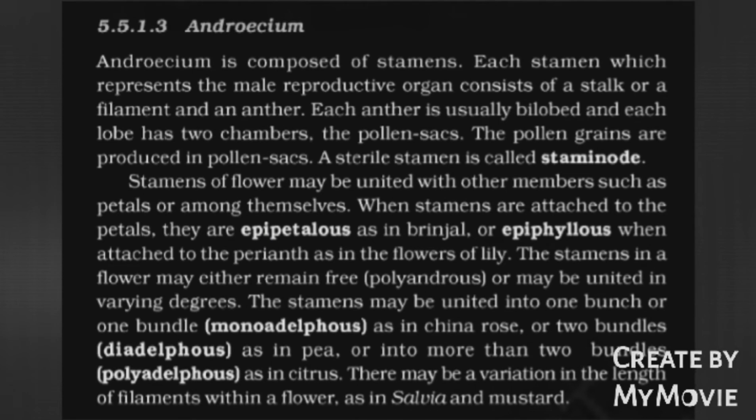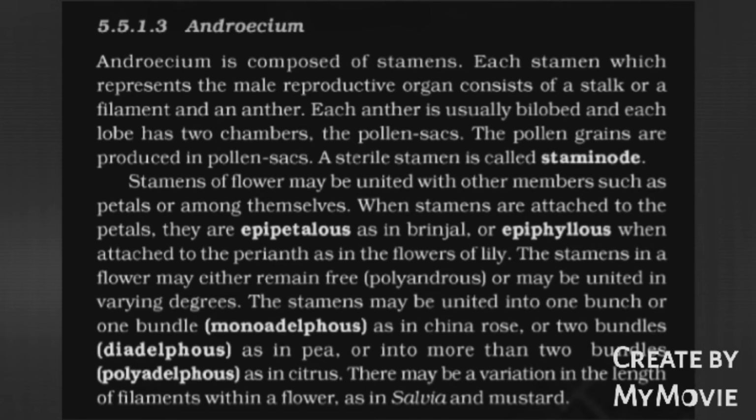Androecium. Androecium is composed of stamens. Each stamen, which represents the male reproductive organ, consists of a stalk or a filament and an anther. Each anther is usually bilobed and each lobe has two chambers, the pollen sacs. The pollen grains are produced in pollen sacs. A sterile stamen is called staminode. Stamens of flowers may be united with other members such as petals or among themselves. When stamens are attached to the petals, they are called epipetalous, as in brinjal, or epiphyllous when attached to the perianth, as in the flower of lily.